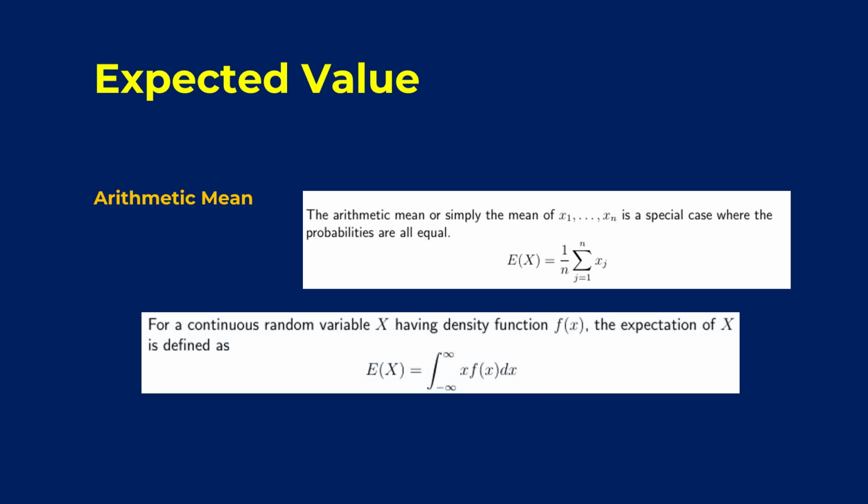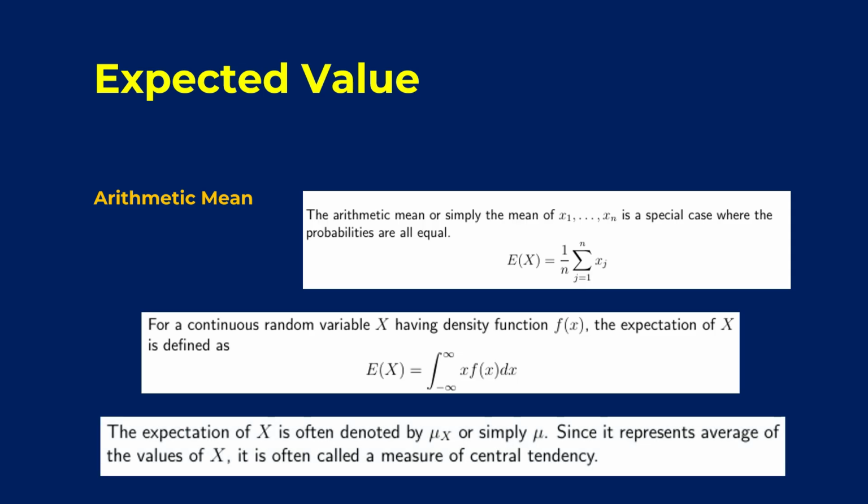Now let's look at how we can define the expected value for a continuous random variable x having density function f of x. Here, instead of the summation, we use the integration. The expectation of x is often denoted by the symbol mu sub x or simply mu. Since it represents the average of the values of x, it is often called a measure of central tendency. Let's look at an example.